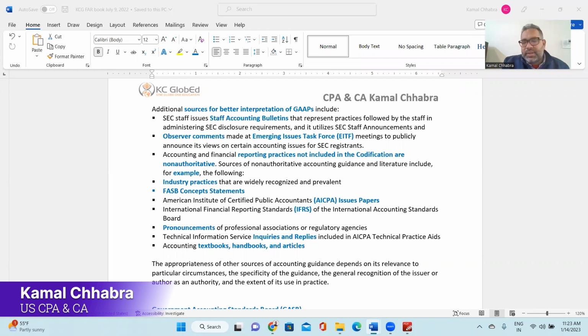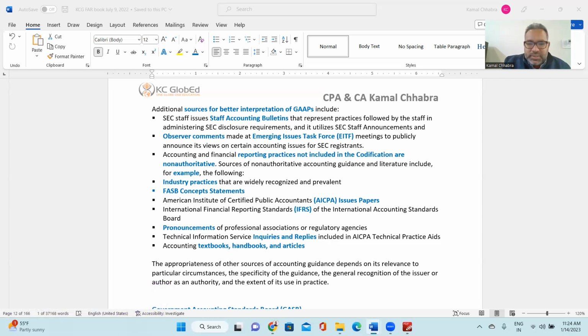If you are a listed company, you can look at the Staff Accounting Bulletin for reference on new topics which are not there in the ASC, for which the guidance is not clear in the ASC. Second is observer comments made at the Emerging Issues Task Force meeting, a public announcement of its view on certain accounting issues to the SEC. So the SEC also has a separate emerging issues task force, right?